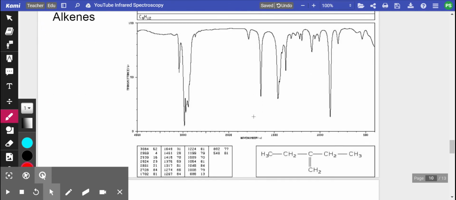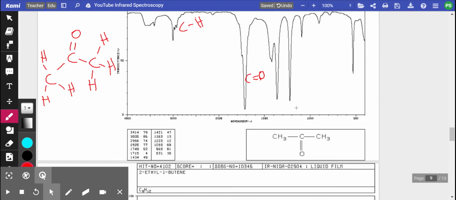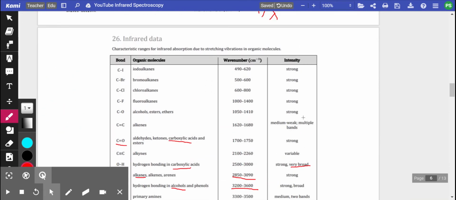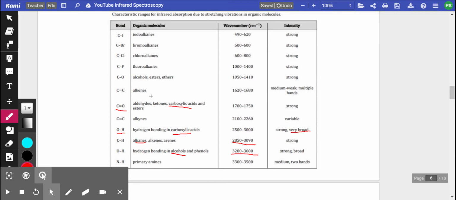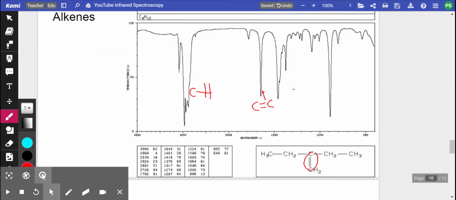Now, alkenes have a peak around 1600. Remember, alkenes have a double bond between carbons at 1600 here. And obviously the peak for CH. If we go back to the table, we can see that, which is starting to look a bit messy. The alkenes, 1600. Sometimes you see multiple bands for that. In our case, we only see one here, really.